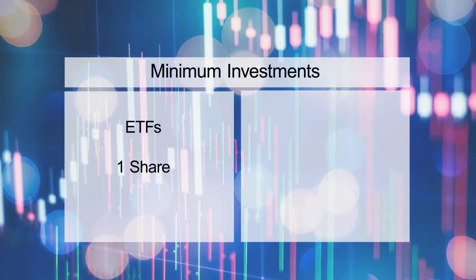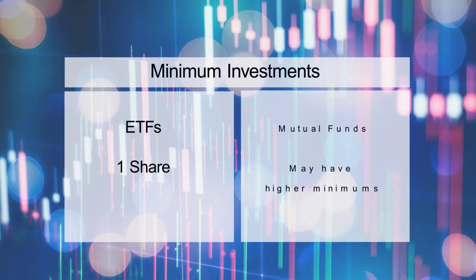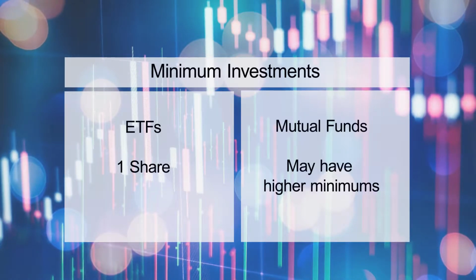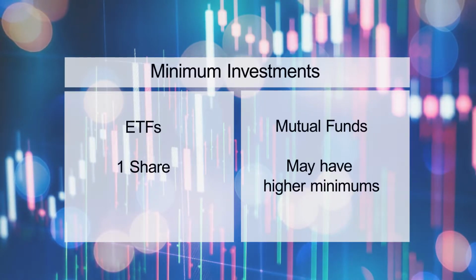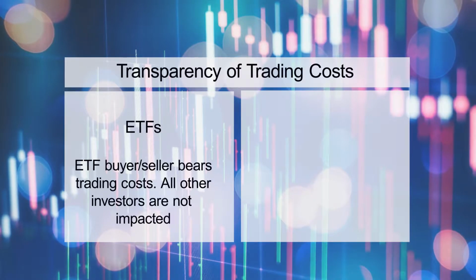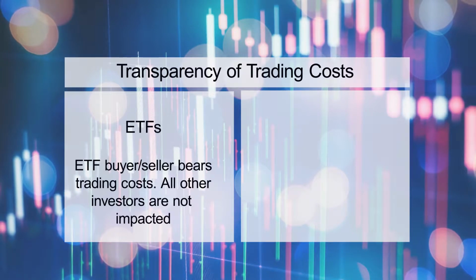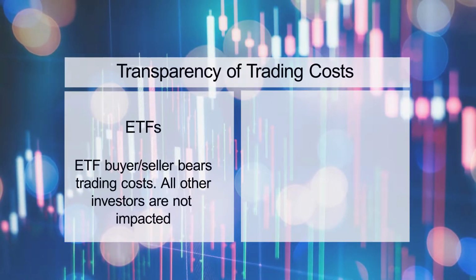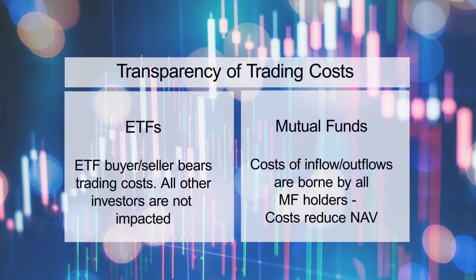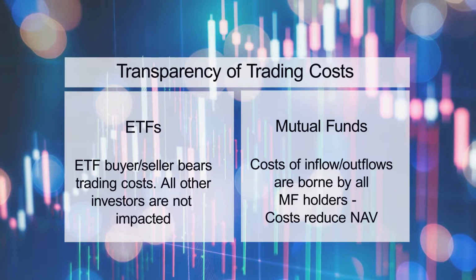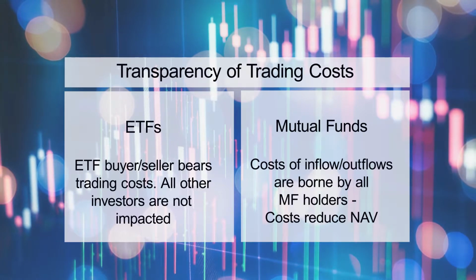Minimum investments. For ETFs it is one share. So whatever the price of the ETF is, that is your minimum investment. Whereas mutual funds tend to have higher minimums depending on the share class. So it is a little bit different, and you tend to have to invest a little bit more into a mutual fund. Transparency of trading costs. ETF trading costs are borne by each individual investor, and that is transparent through the bid-ask spread that you see on exchange. Costs of trading for a mutual fund are borne by all investors, as the trading costs are wrapped into the NAV every single day, and all investors in a mutual fund share in those trading costs.